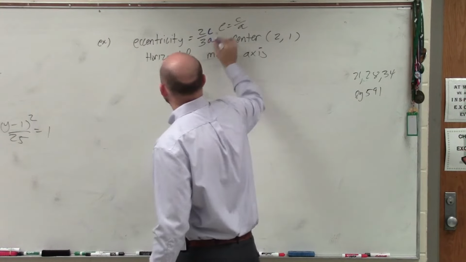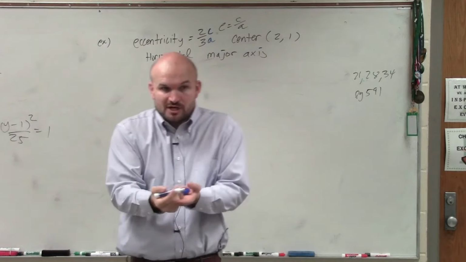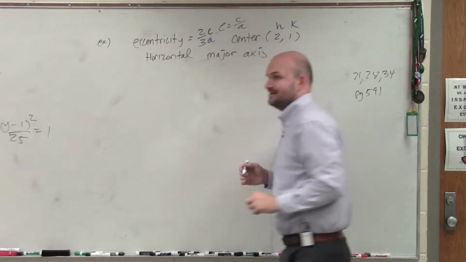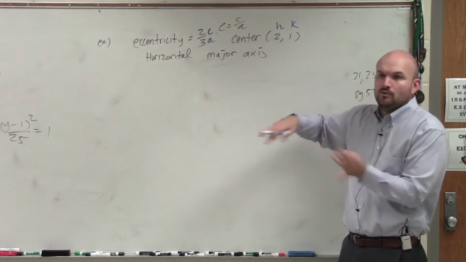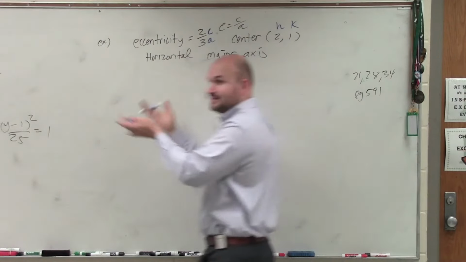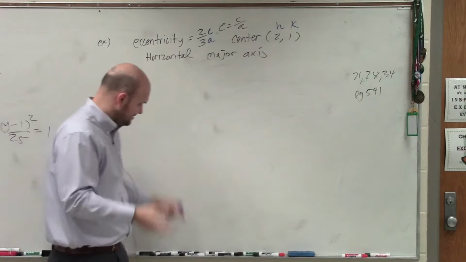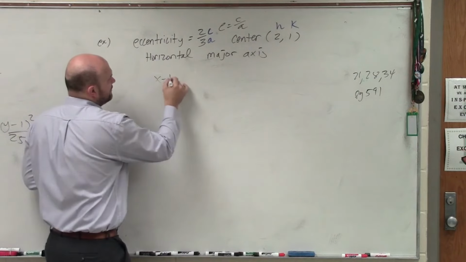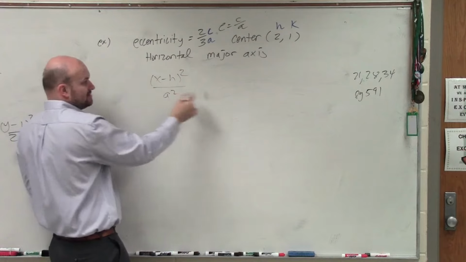Well, guys, to write an equation, all we need is the center, which they already gave us. And we need to know a, b, and the center. And then also we need to know where our major axis is, which they tell us. It's a horizontal major axis, right? So literally, they're just giving us all the information. So we know that our formula is going to be (x minus h) squared over a squared, because this one has a horizontal major axis.